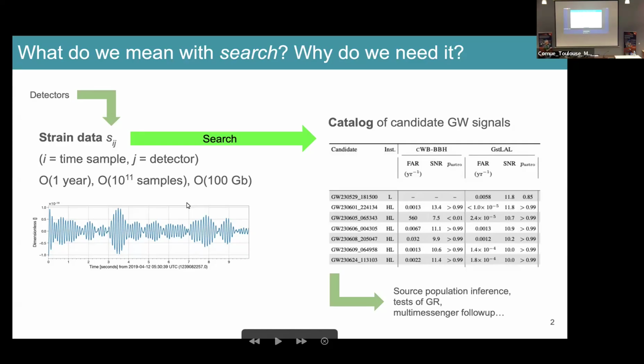And so by search, we mean the process which takes us from this data set to this data set. And concretely, this is essentially a set of decisions, of methods, which are going to be eventually implemented in software and executed on computing systems. And then once we have this catalog, then we can take this much smaller data set and do all the kind of science that we want to do, like astrophysical inference, testing of general relativity, and so forth.